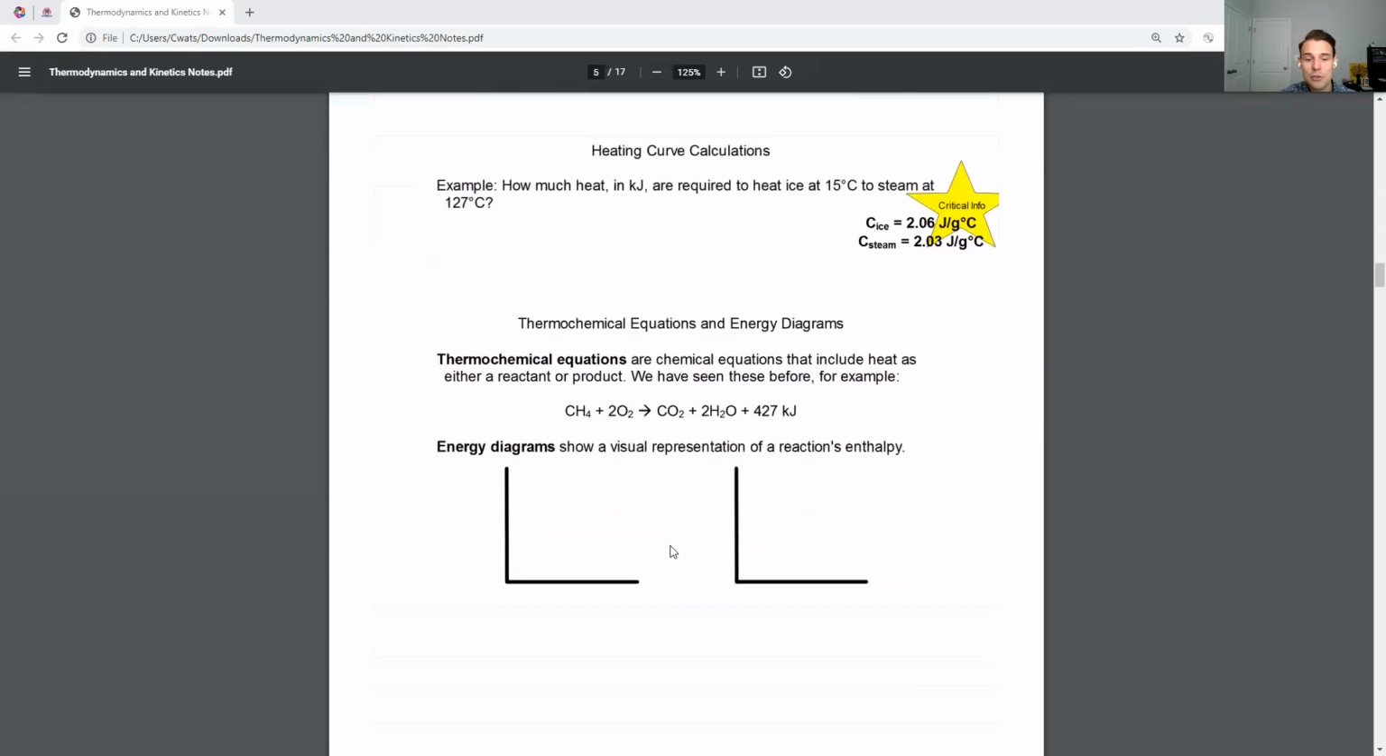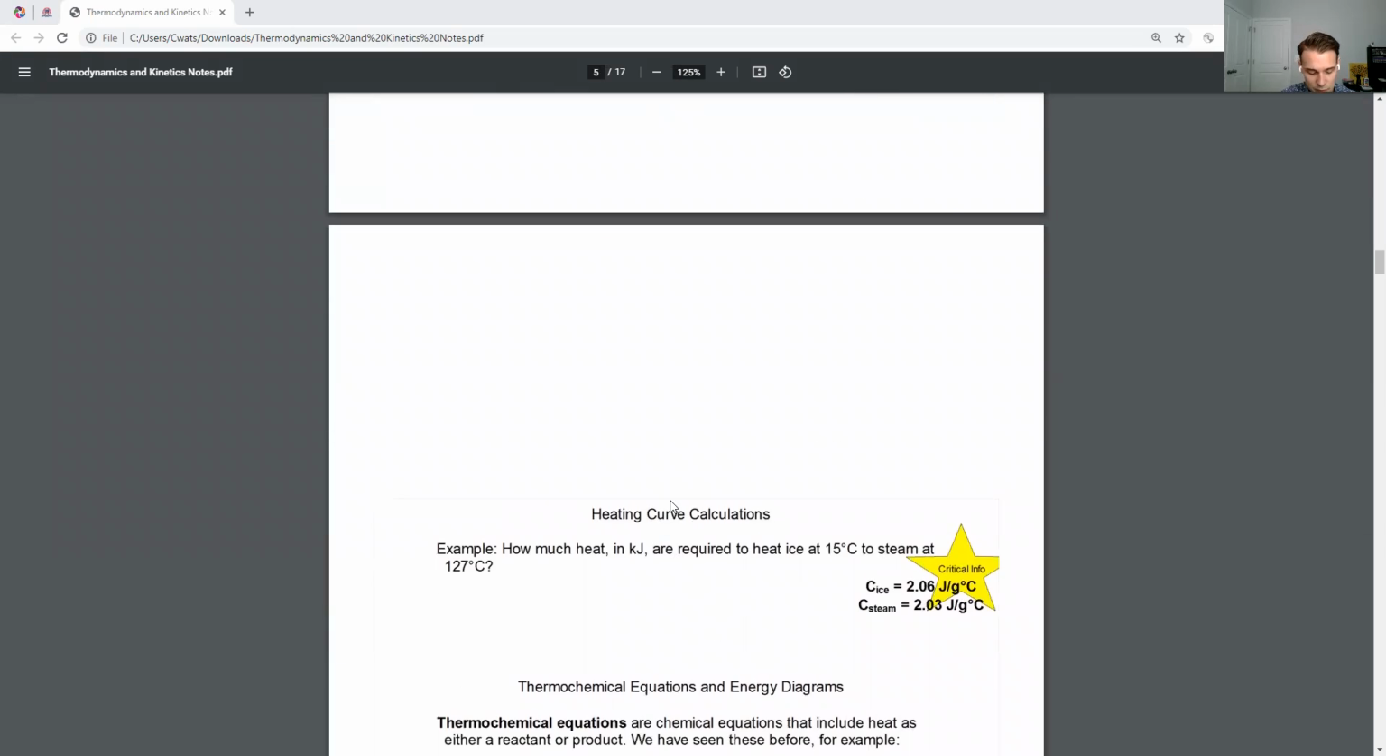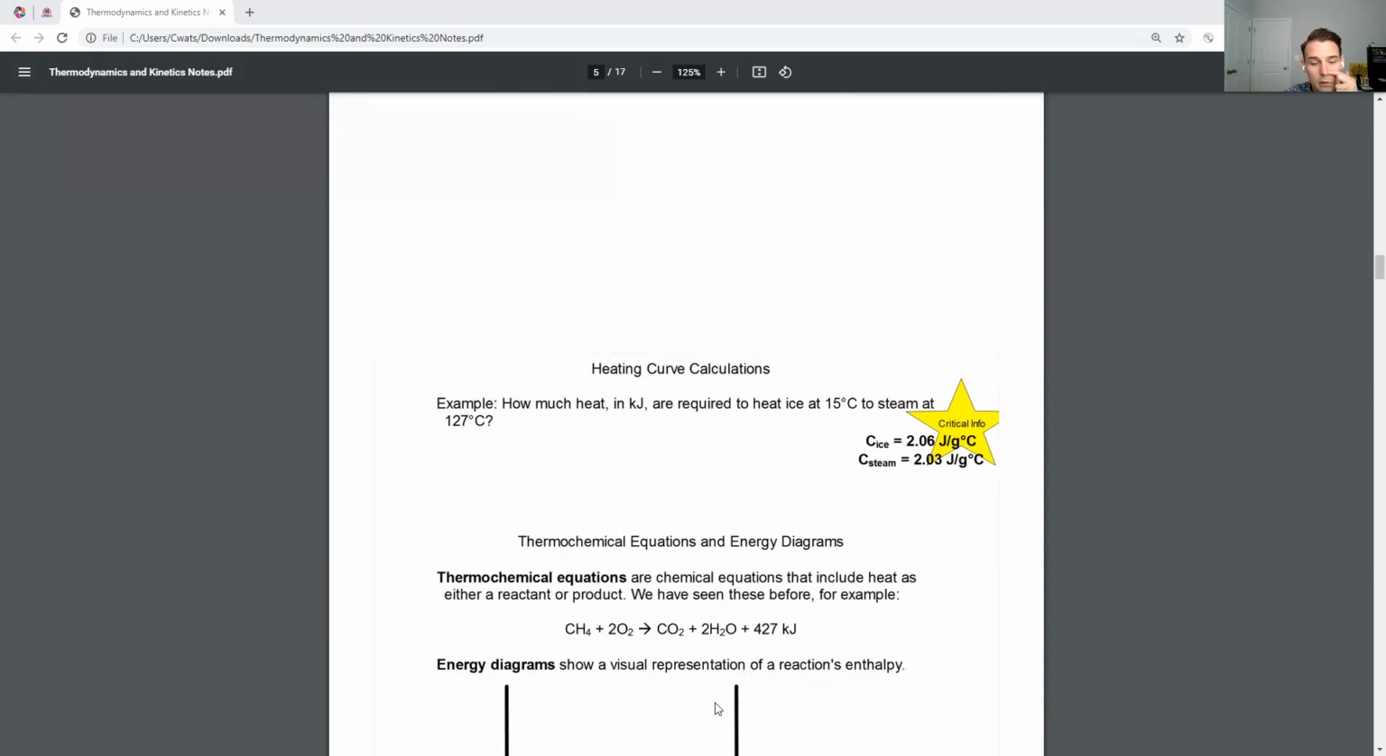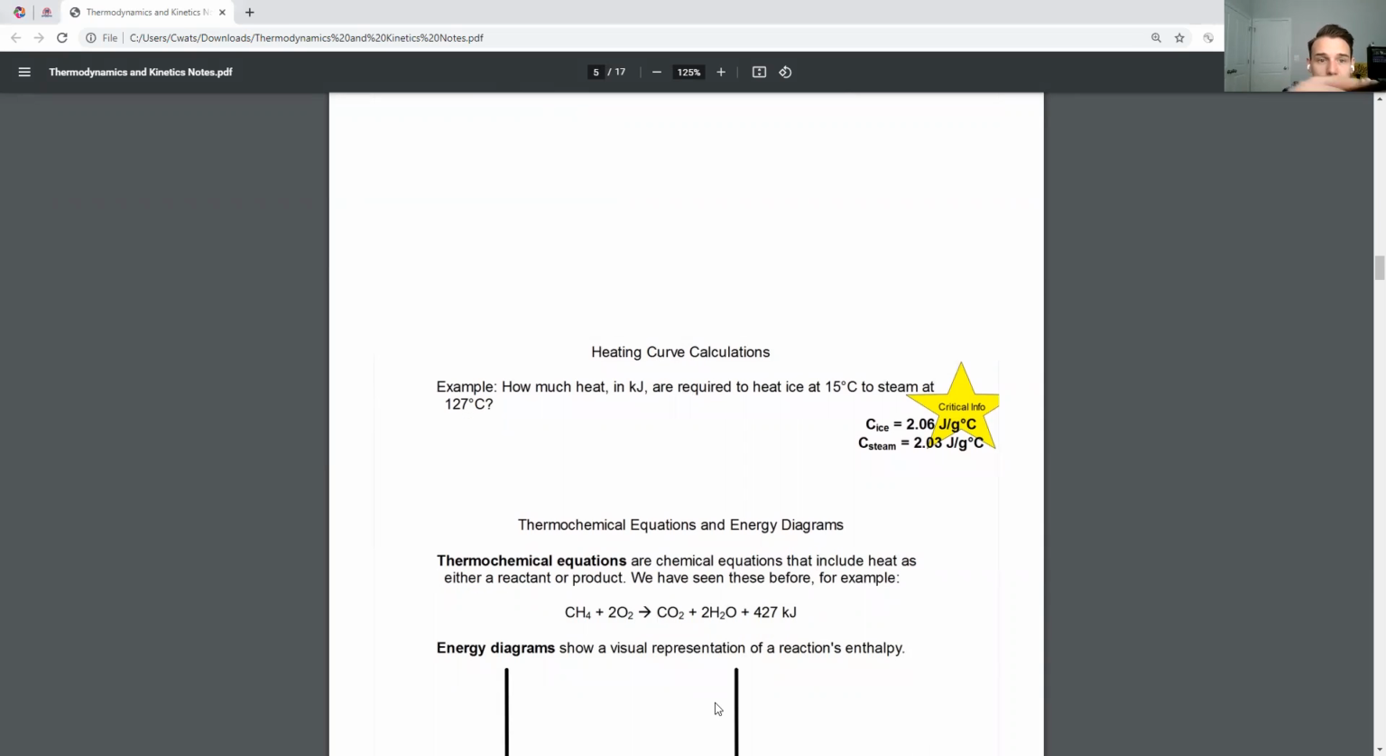So finally, let's do some calculations with this heating curve. We're going to do the thermodynamic equations too, but let's do this calculation for a heating curve. How much heat in kilojoules is required to heat, well, there's a little typo here, 15 degrees Celsius, that would be water, to steam at 127 degrees Celsius. And you see here, we have different specific heats for ice and steam than we do for water. Different states of matter have different specific heat capacities.